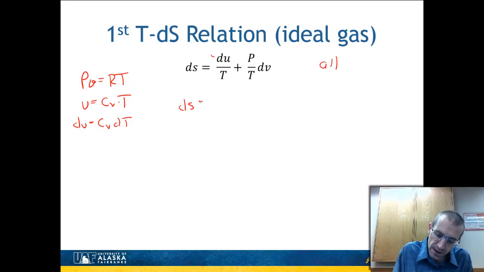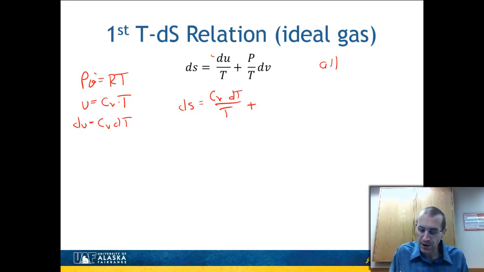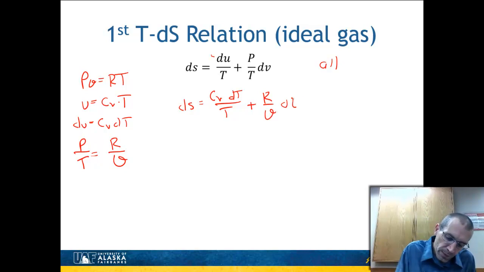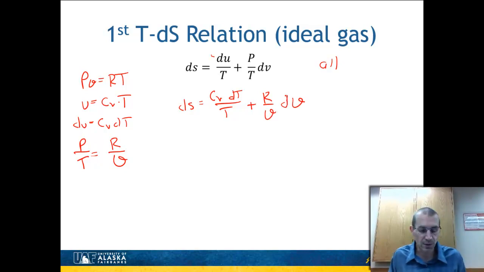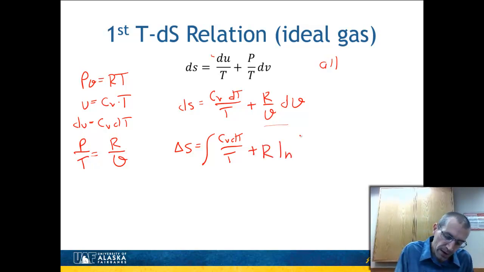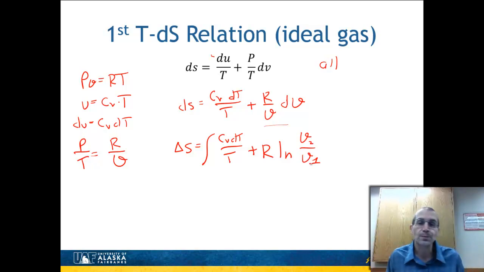So I have that ds is equal to Cv dT over T. And then for P over T, if I use this ideal gas law, I can see that P over T is equal to R over V. So this becomes R over V dV. And that's actually a pretty important substitution because R is a constant. So now it's really easy to integrate that thing on the right-hand side. So if I want to know the change in entropy now, I need to integrate Cv dT over T. And then I can go ahead and integrate this other part now. So this is just going to be R ln of V2 over V1.